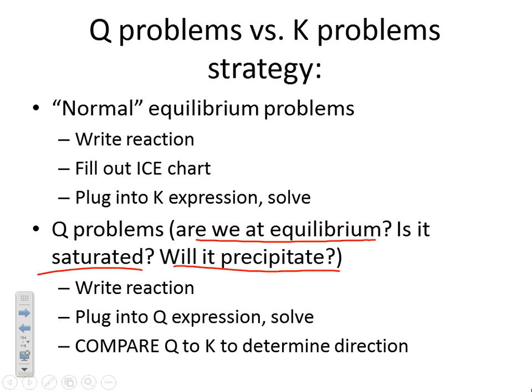There are also 3 steps. And the first step is the exact same thing, write a reaction. But instead of using the ICE chart, you actually skip the ICE chart because we don't know if we're at equilibrium. That's kind of the whole point.